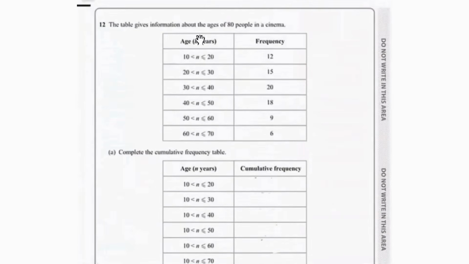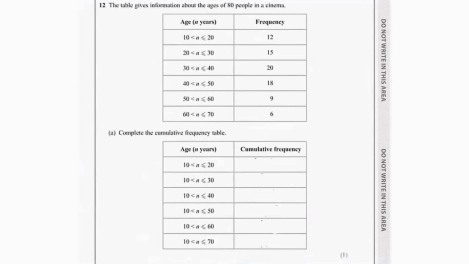Then the table gives information about the ages of 80 people in a cinema. So we have the frequency and the corresponding class intervals. They want us to complete the cumulative frequency table. So for this, whenever you're trying to find the cumulative frequency, you add up all the consecutive frequencies. So we always start with the first one, so that's 12.